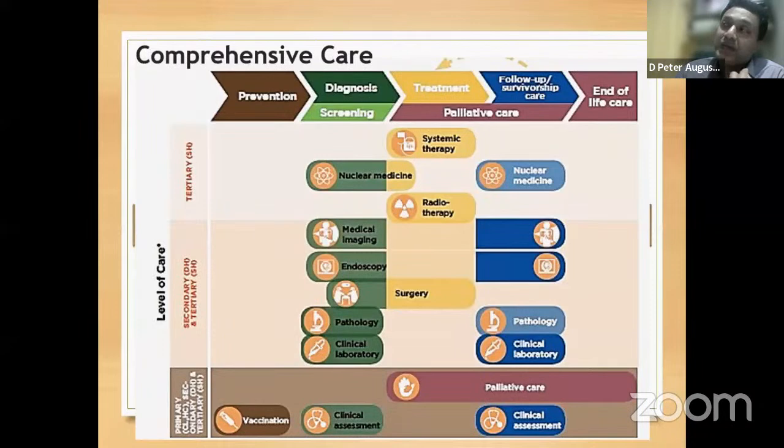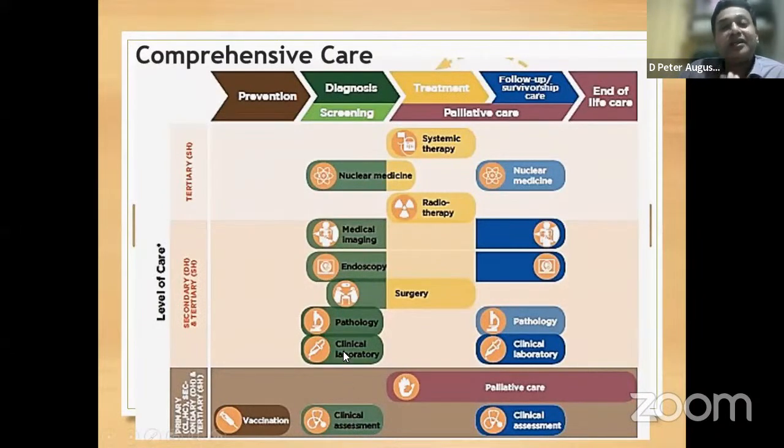Because as per the statistics, every 9 seconds in the world, one woman falls prey to cervical cancer. So we can avoid that, right? At least vaccination is the first one. And next is the clinical assessment.